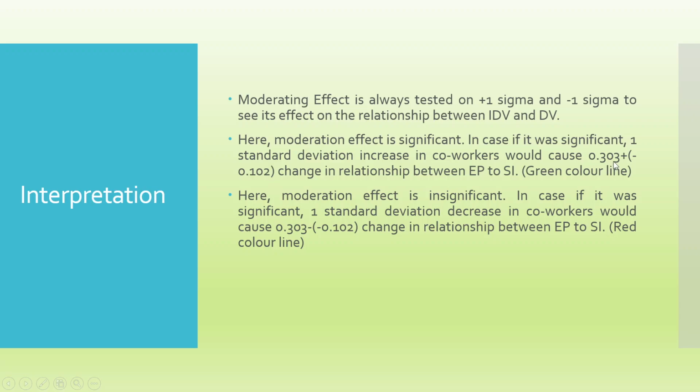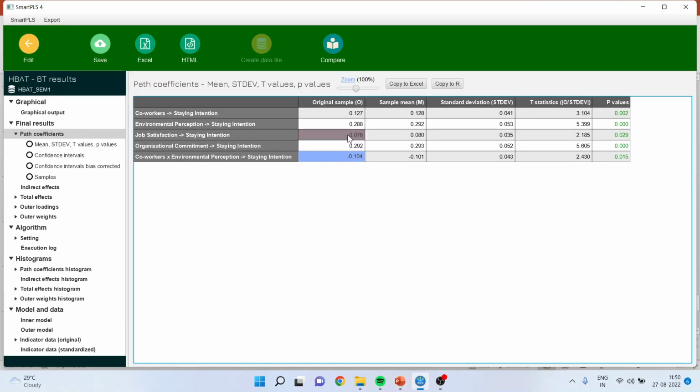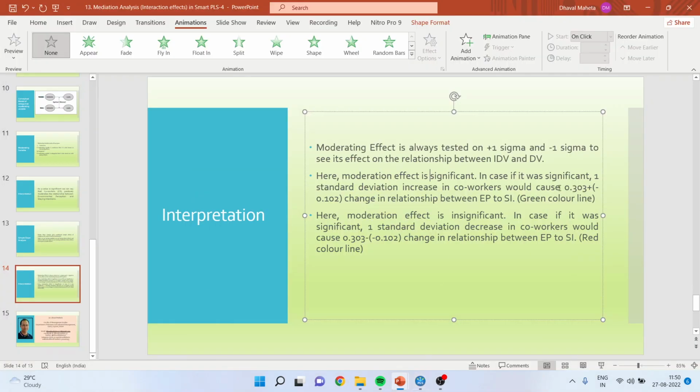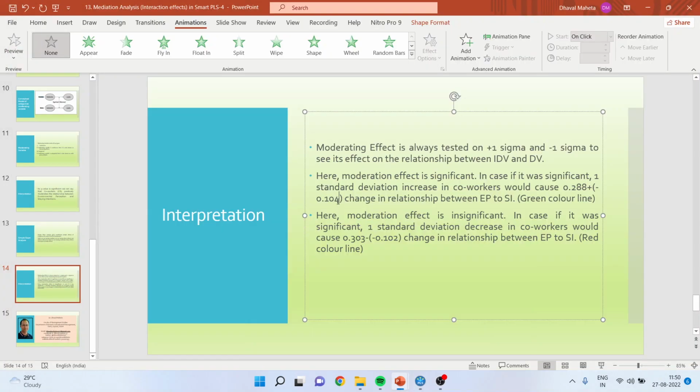Now this figure will change every time when we run this algorithm, and we will have to pick up this figure after running the bootstrapping. Now let me see what the new figure has, the output has been given. The new figure is 0.288 and minus 0.104. Okay, so let us go there. 0.288. So this was the direct effect and this was 0.104. So this is plus 0.288 plus minus 0.104.